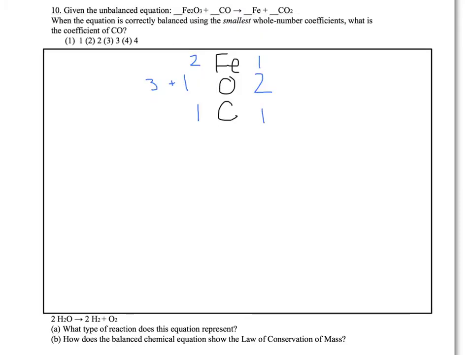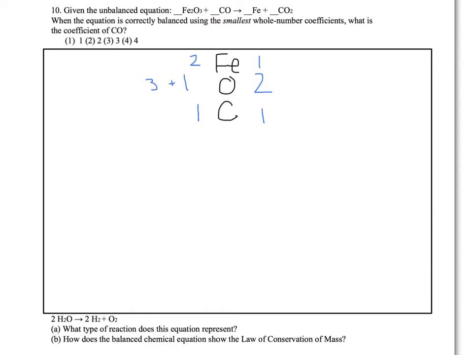Now notice that this is a multiple choice question. And after practicing this, I found this equation very difficult to balance. So I found it easiest to use the answer choices and guess and check for balancing. So it asks, when correctly balanced to the smallest whole number coefficient, what is the coefficient on the carbon monoxide?